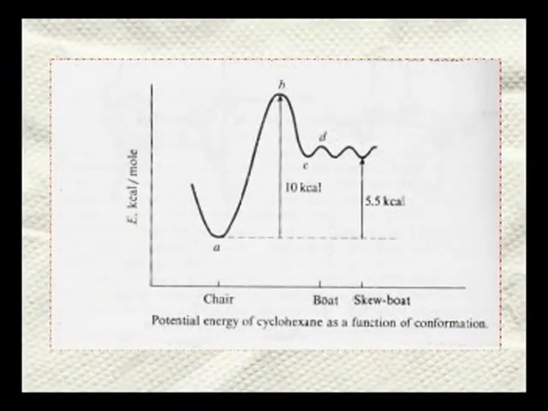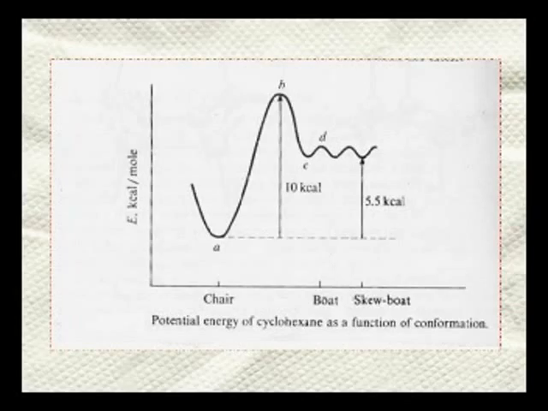The potential energy difference between the twist boat and the chair is 10 kilocalories per mole. The half chair and chair conformation is 5.4 kilocalories per mole. The chair to boat form is 7.3 kilocalories per mole. By using the above data, we can draw the potential energy curve, potential energy versus reaction coordinate, and the value differences are given in that particular graph.